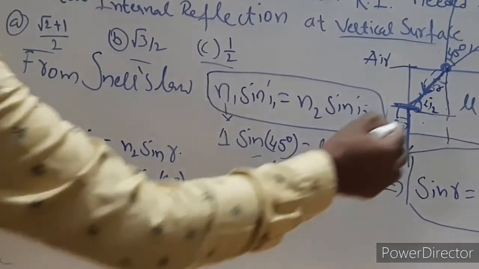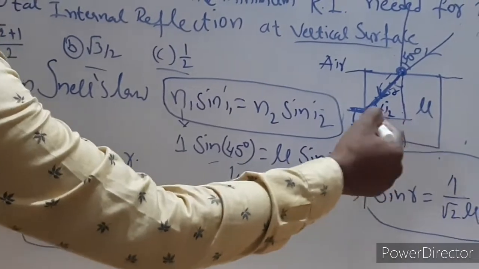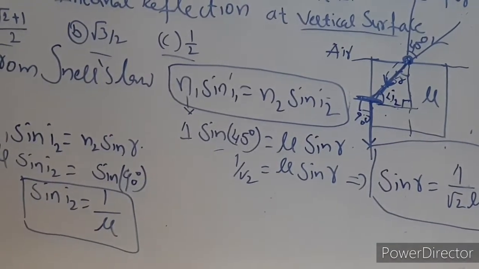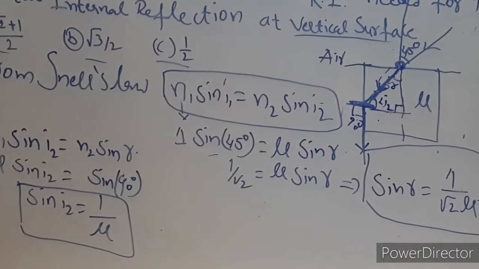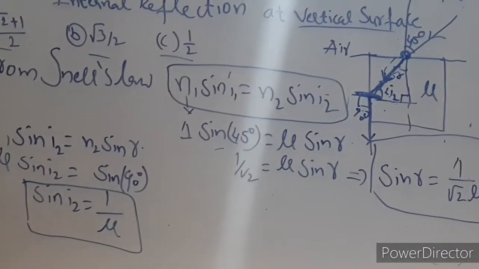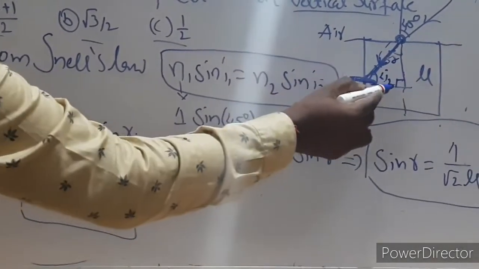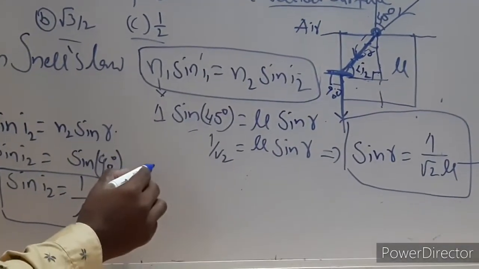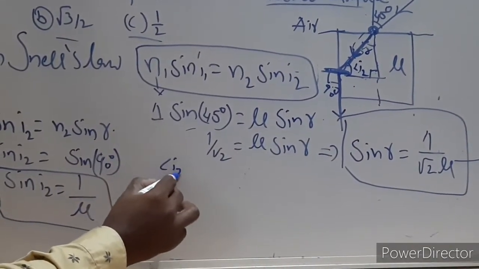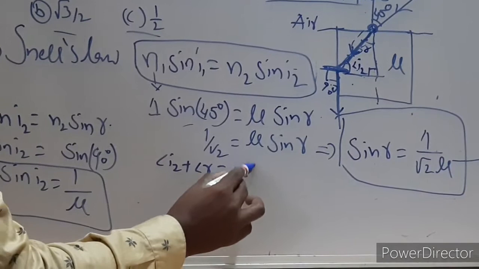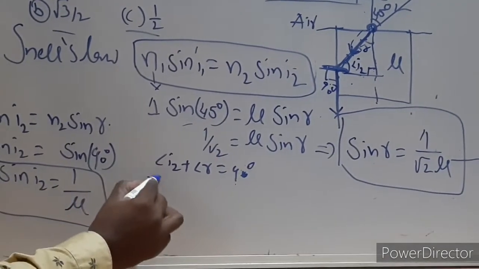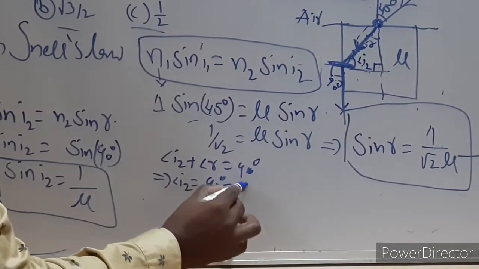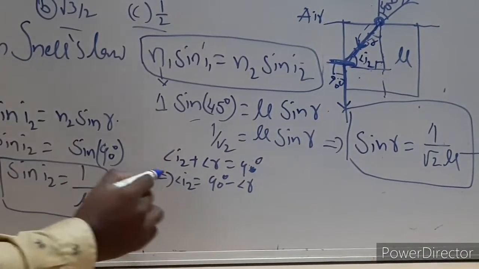Simple thing: from this light ray you can see one triangle here. In this triangle, this angle is 90 degrees. From basic mathematics, the sum of the angles in any triangle is 180 degrees. So this is 90, this is 45, this is also 45. So I can write simply i2 plus r equal to 90 degrees. Therefore, I can write angle i2 equal to 90 degrees minus r. Can I write? I can write.